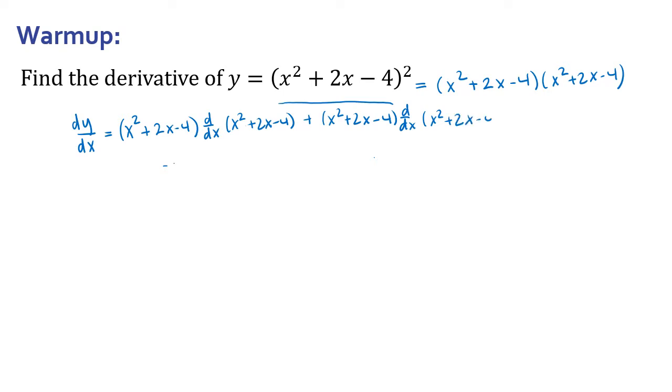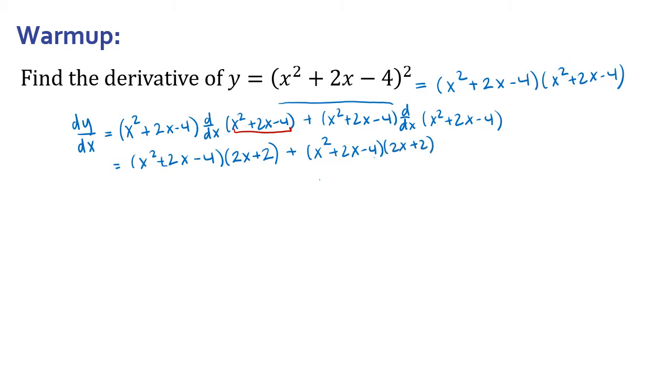All right, that's going to give us x squared plus 2x minus 4 times the derivative of this piece. The derivative of x squared is 2x, the derivative of 2x is just 2, and then the derivative of minus 4 is 0. So we'll have the same thing over here, x squared plus 2x minus 4 times 2x plus 2.